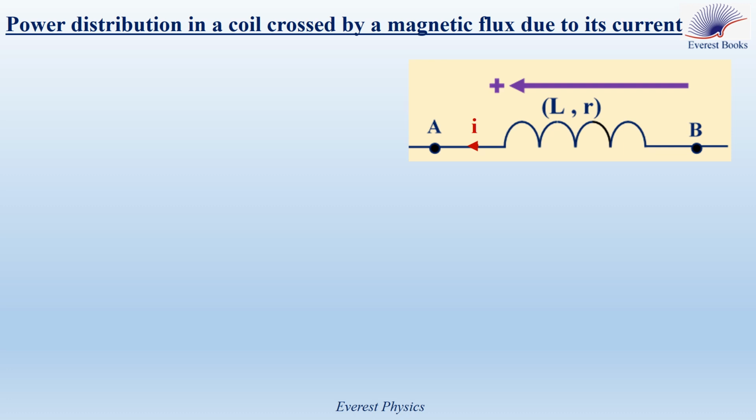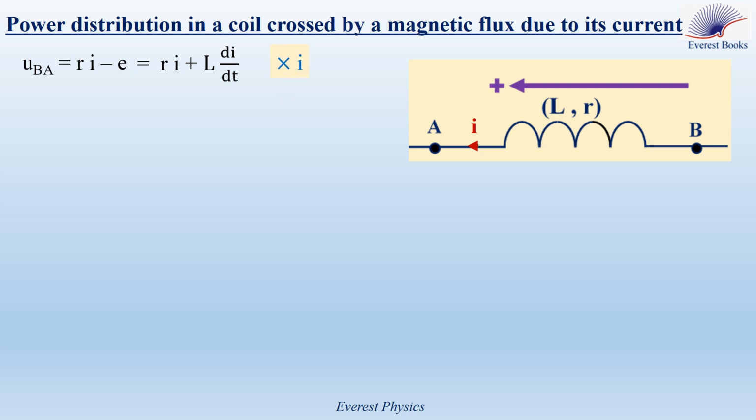Power distribution in a coil crossed by a magnetic flux due to its own current. By referring to this figure, the positive sense is oriented from B to A, so the potential difference across the terminals of the coil is given by Ri minus E, but E is equal to minus L di by dt, therefore UBA is equal to Ri plus L di by dt.